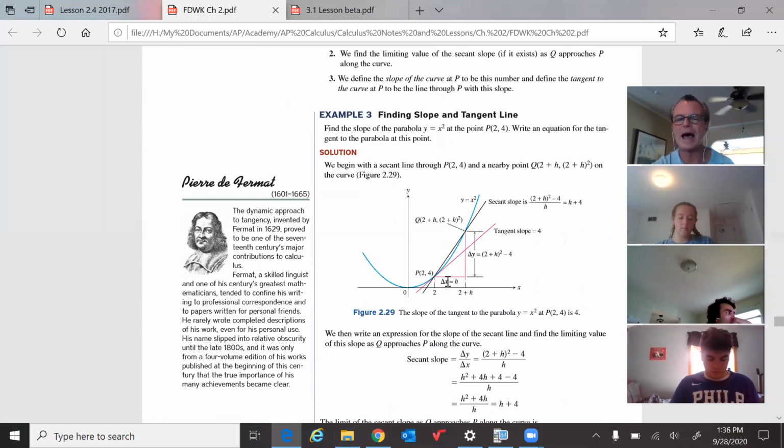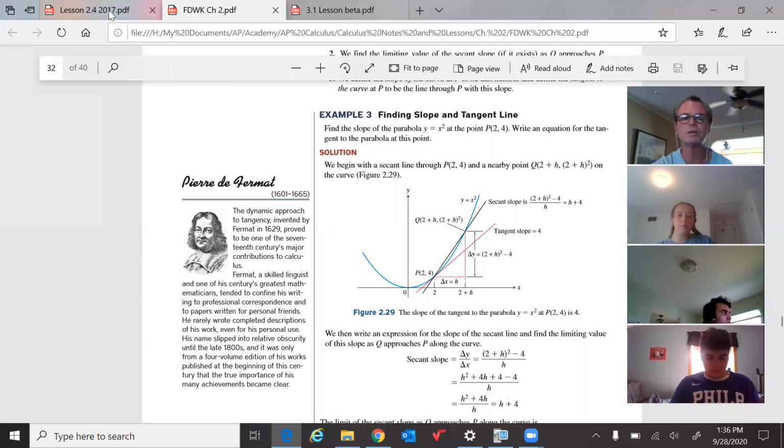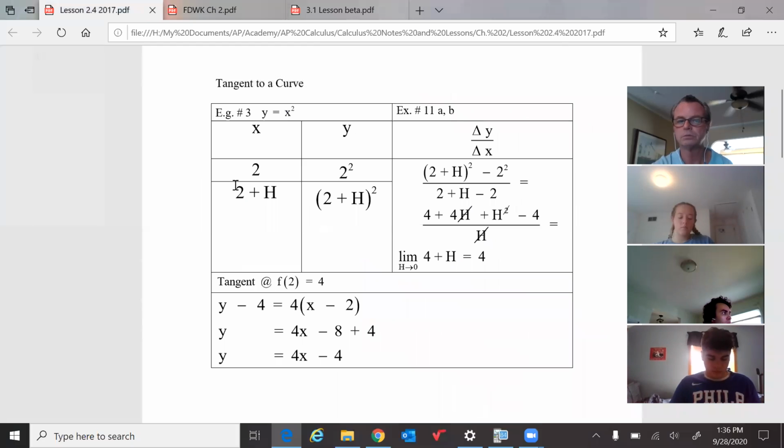We're calling delta x h. So as you go to the right, you have a small change in x. The input becomes 2 plus h, the quantity squared. I want the slope of the curve, so I'm going to subtract up. I have this, take away this: 2 plus h, the quantity squared, subtract 2 squared.